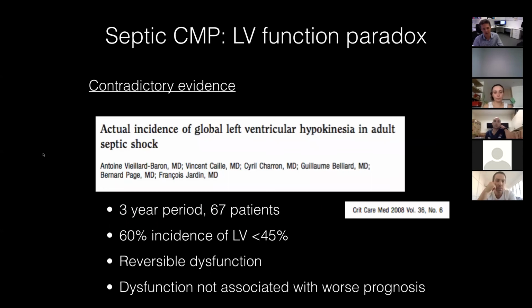We've had some pretty smart people, like Antoine Vieillard-Baron, suggest with evidence that came out maybe 10 or so years ago that might not be the case. Actually, the dysfunction wasn't associated with a poor prognosis. It was more that we'd see global left ventricular hyperkinesia in about 30 to 40% of patients, similar to other studies. So that's 60% incidence with these guys.